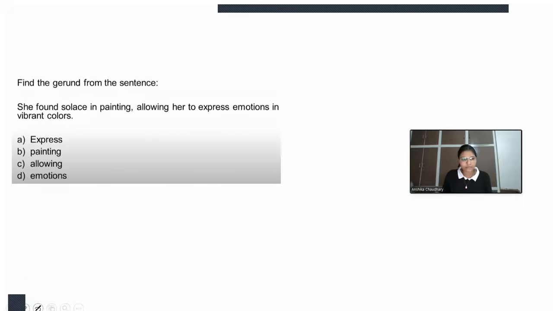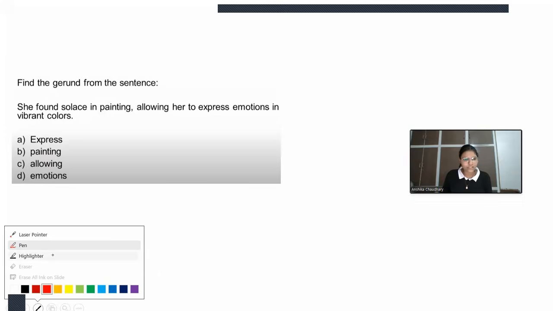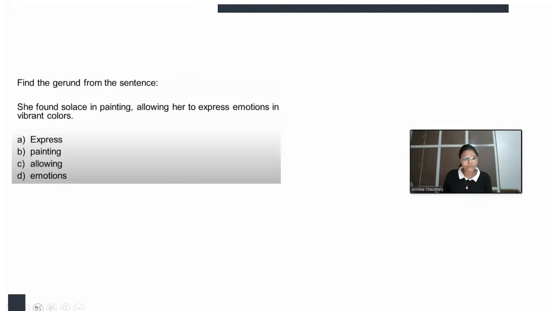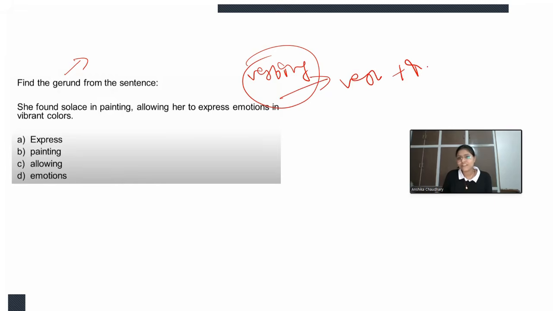Moving next, and I think that would be the last, or no, we have some more questions. All right. Find the gerund from the sentence. She found solace in painting, allowing her to express emotions in vibrant colors. So, what is a gerund? First of all, let's understand what a gerund is. A gerund is something where we have verb plus ing, right? We can say verbing. I write verb plus ing actually, right? This is the kind of identification for finding the gerund, right?